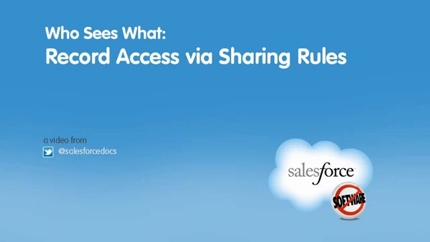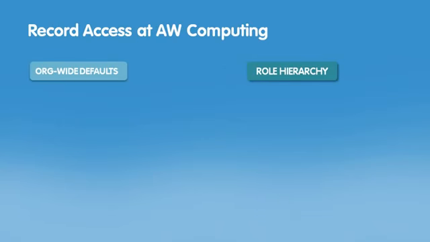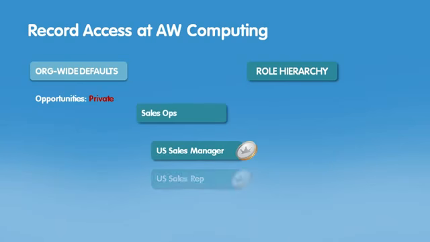In this video, we'll implement sharing rules to open record access up to users when the org-wide defaults are more restrictive than public read-write. At AW Computing, we set the org-wide sharing settings on opportunities to private, so only the person who owns the record can see it. We then created a role hierarchy to open up access to certain roles.